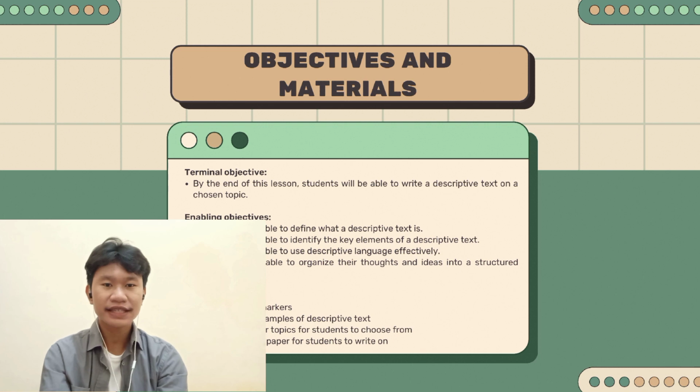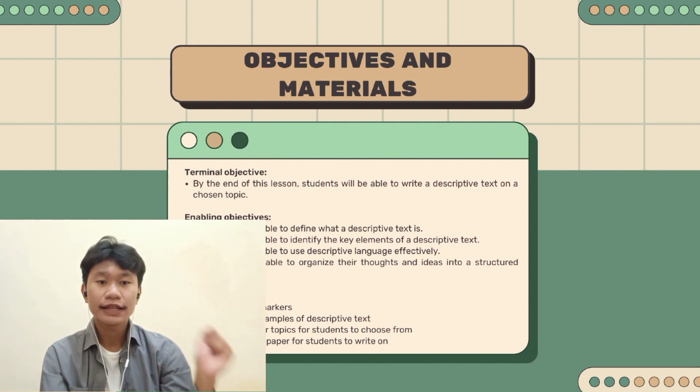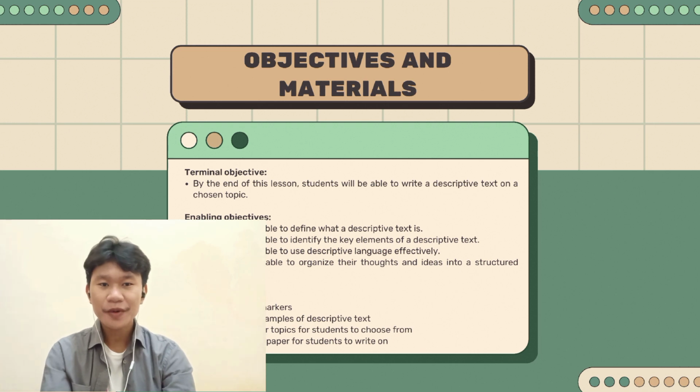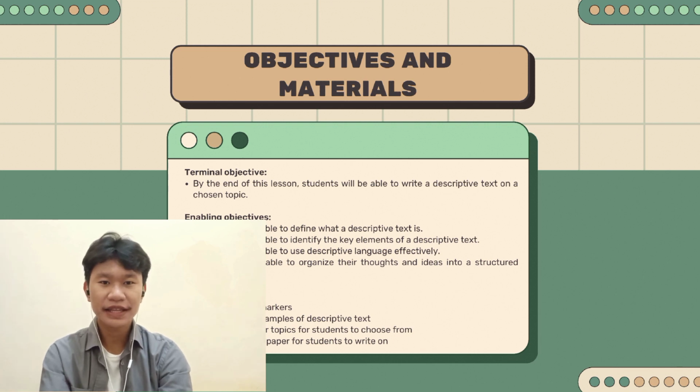A descriptive text is a type of writing that uses sensory details to create a vivid picture in the reader's mind. It appeals to five senses: sight, hearing, touch, taste, and smell. Its purpose is to help the readers visualize and understand the topic being described.